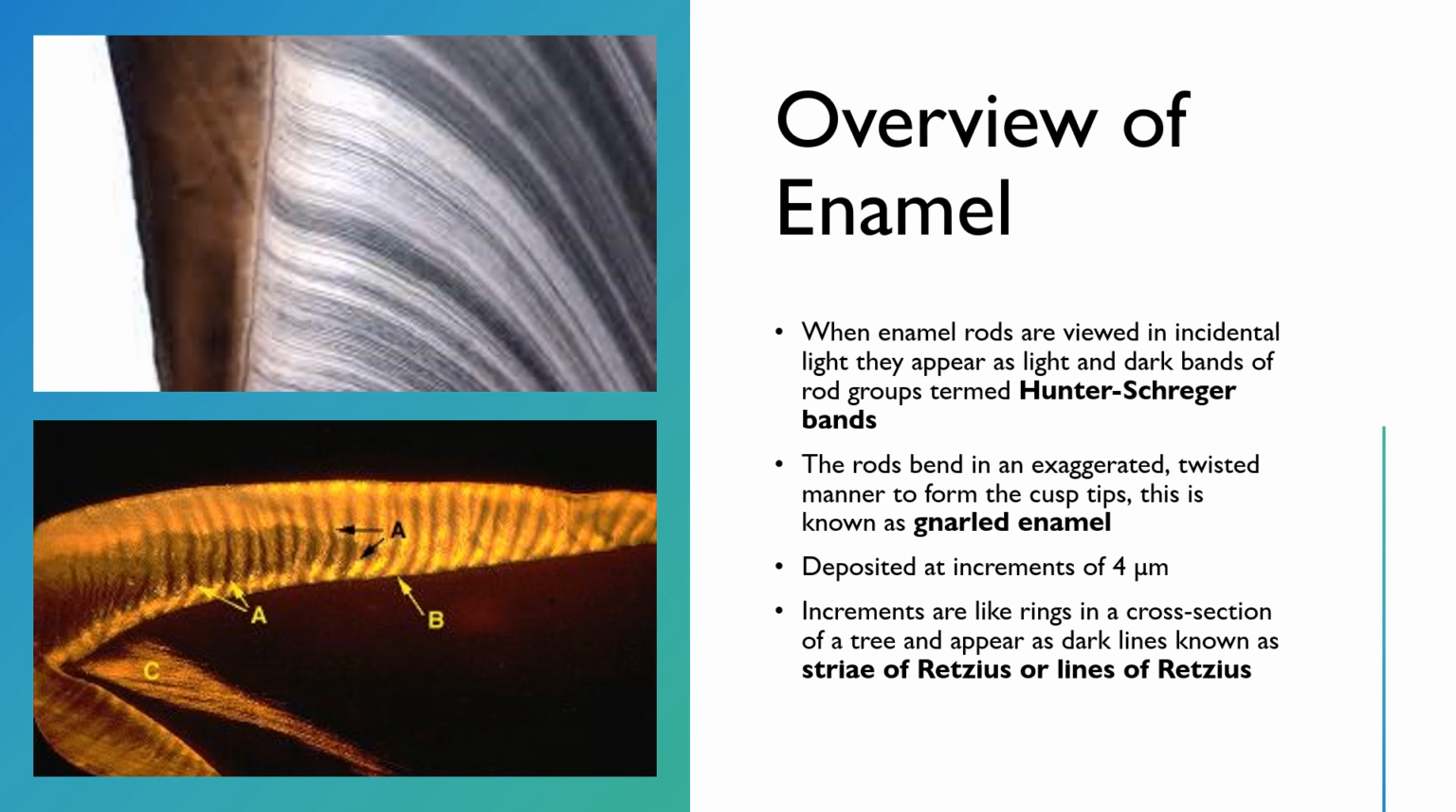Now, we're looking at a picture here. This is something called Hunter-Schreger bands. Now, this is when the enamel rods are viewed in what they call incident light. Okay, so incident light, basically what that means is when the light hits the surface of the tooth in a certain way. And this would be looking at it microscopically. Okay, so when the enamel rods are looked at this way, such as in this picture here, you can see that there's these light and dark bands of enamel.